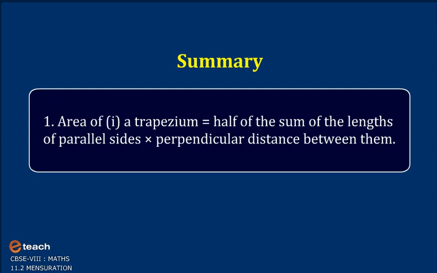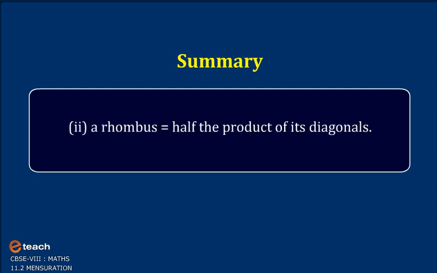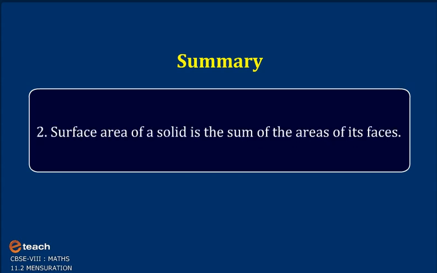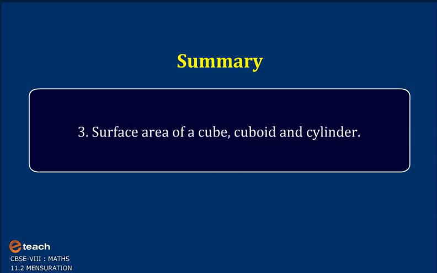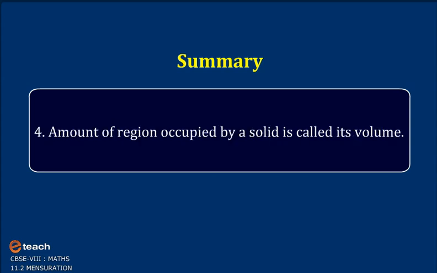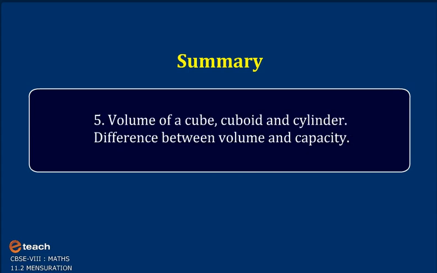Area of a trapezium is equal to half of the sum of the lengths of parallel sides into the perpendicular distance between them. Area of a rhombus is equal to half the product of its diagonals. Surface area of a solid is the sum of the areas of its faces. Surface area of a cube, cuboid and cylinder. Amount of region occupied by a solid is called its volume. Volume of a cube, cuboid and cylinder. Difference between volume and capacity.